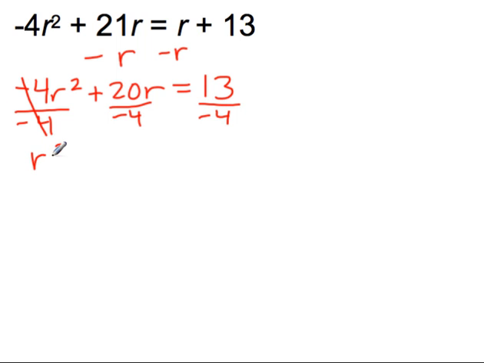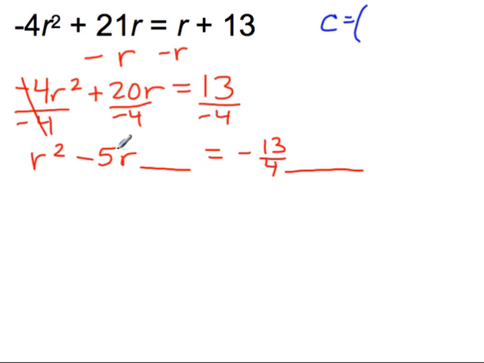So we've got r squared. That turns into minus 5r. Now I'm going to leave a space here. Equals negative 13 fourths. And again, I'm going to need some space. Now I'm going to go off to the side and find c.